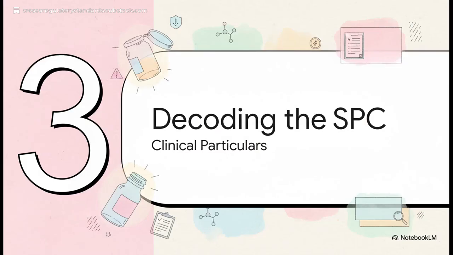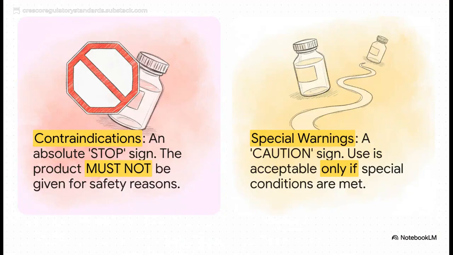Okay, let's zoom back into that master document, the SPC, and really focus on the clinical sections. This is where the precision of your language is absolutely critical for the people prescribing the medicine. Now, this distinction right here can literally save lives. A contraindication is an absolute bright red stop sign. It means the drug must not be used in this situation, period. A special warning, on the other hand, is more of a yellow proceed with caution sign. It's signaling that, yeah, the drug can be used, but only if you have specific conditions or extra monitoring in place. The guidance is crystal clear.